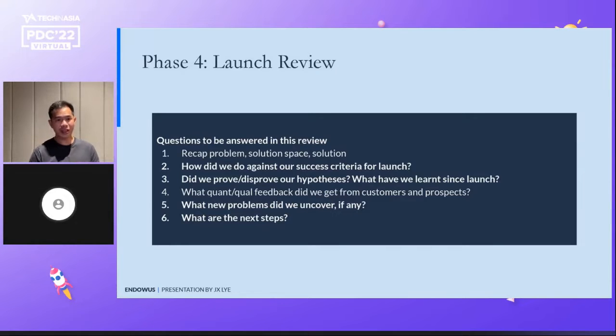On the launch review, it's after we have launched, we just want to come together to review how that went. Launch reviews can vary widely. It can be a really big bang rollout with PR and press and everything, or it could be a really small thing. But again, we recap what's the problem, what's the solution we came up with, how we did against our success criteria, and then are there new problems with that, and what are the next steps.